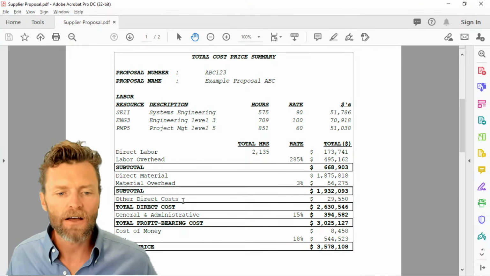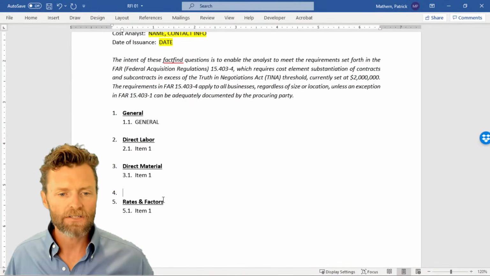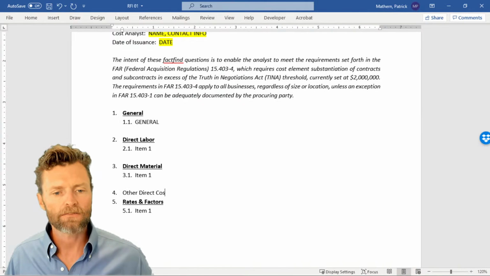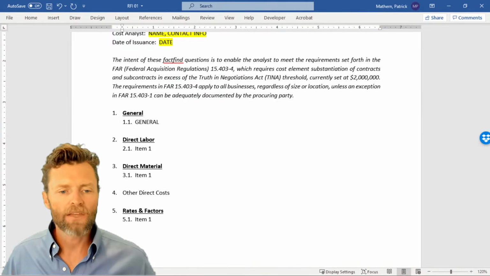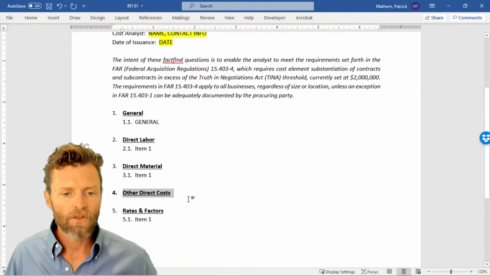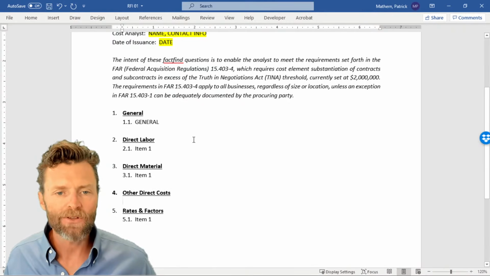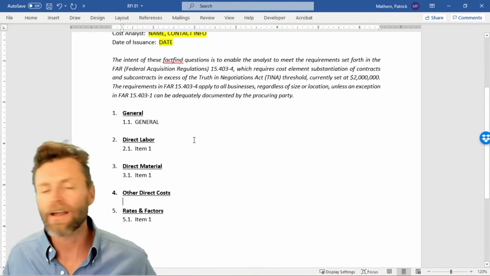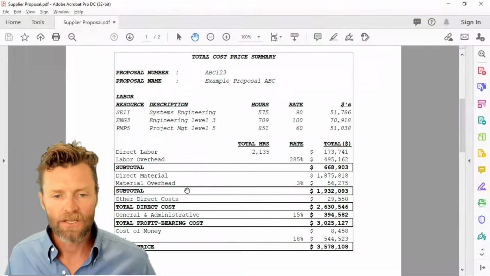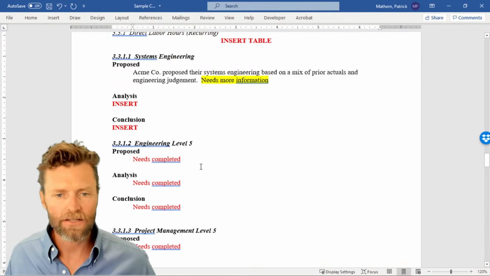Oh no, they also have other direct costs. So I would also include, before my rates and factors, other direct costs, okay? And I would include an item 1 there for that as well. So as I go through the proposal, I'm gonna figure out what I have enough information for and what I don't. We've just identified one section. Let me go back to the cost analysis.